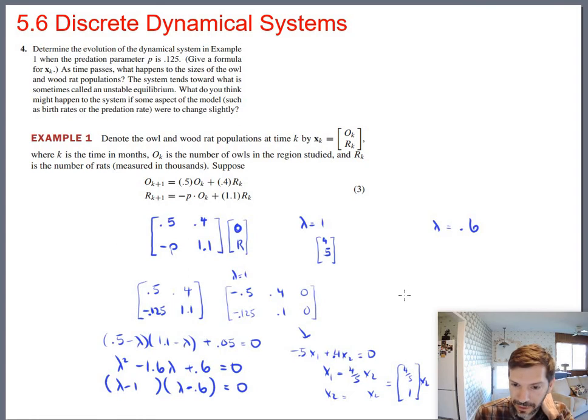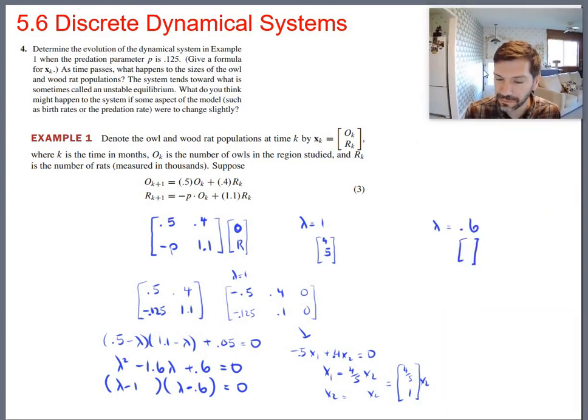So same thing with 0.6. I'll go a little bit faster maybe on this one. We subtract 0.6. So subtracting 0.6, we get negative 0.1, 0.4, 0, and I'm not even going to bother with the second row because I know it's going to be a multiple. And I'm going to scoot through this a little bit faster and say if we do 4 of the first one and 1 of the second one, that will 0 out. So I'll just do 4, 1 right there.